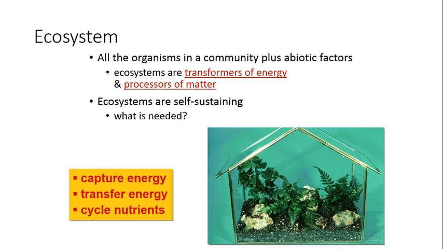The transfer of energy and the processing of matter is one of the things that you need to understand. The second thing: after capturing the energy, it has to be transferred through the abiotic component to the biotic one, and this makes the ecosystem self-sustaining. A self-sustaining cycle requires three major components: the capturing of energy, the transfer of energy, and the cycle of nutrients. So these three major components make an ecosystem.